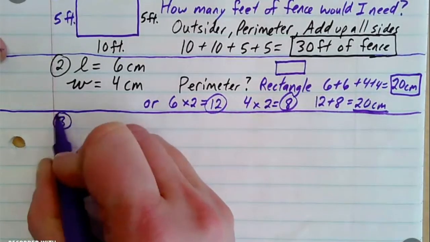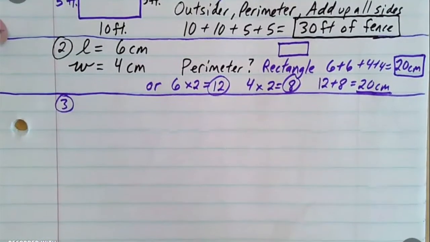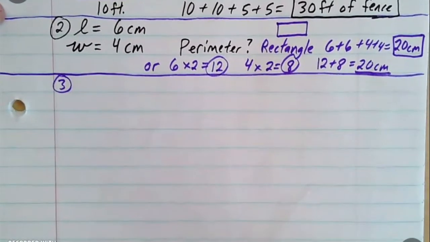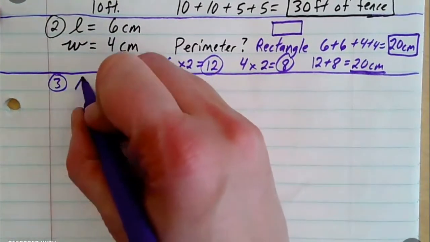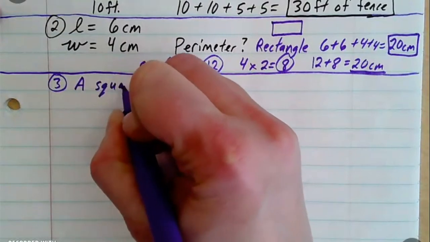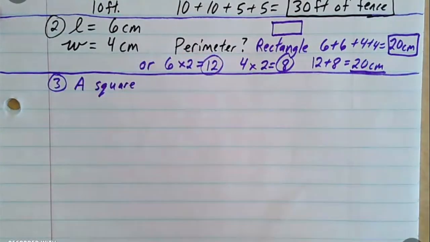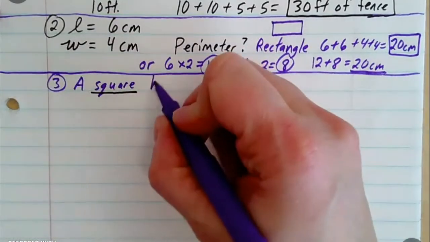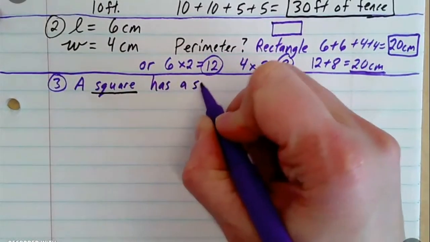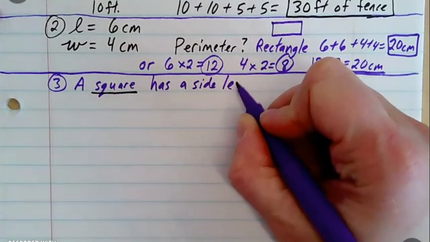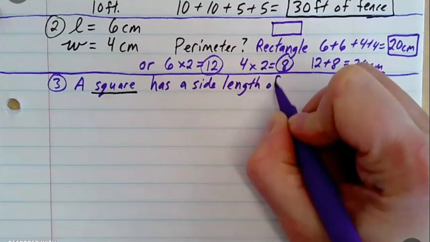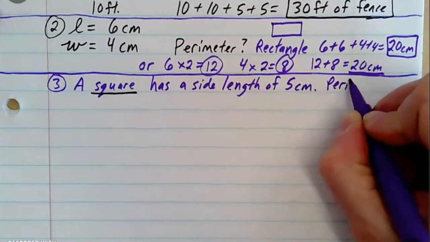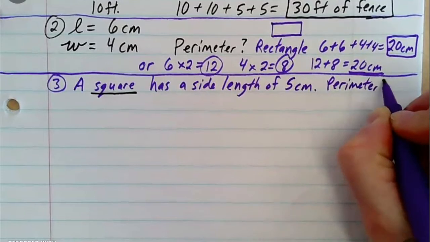Example 3. So this is going to be not a picture, it's going to be a word problem. I've got a square. So right now you should be thinking square. What do I know about a square? It has a side length of 5 centimeters. And I'm asking, what is the perimeter?